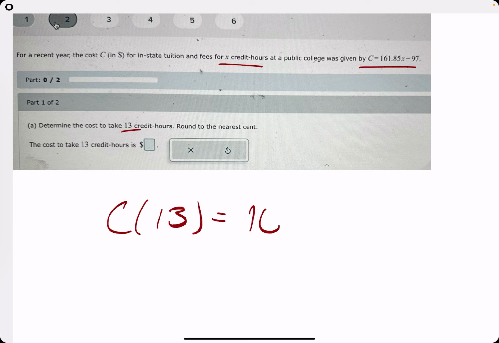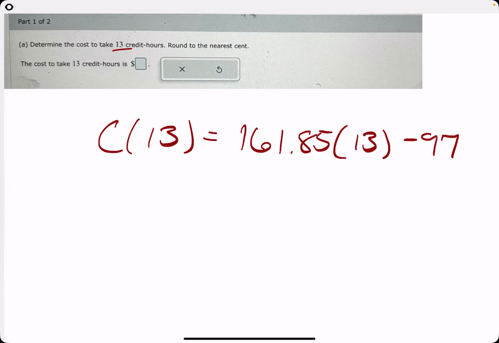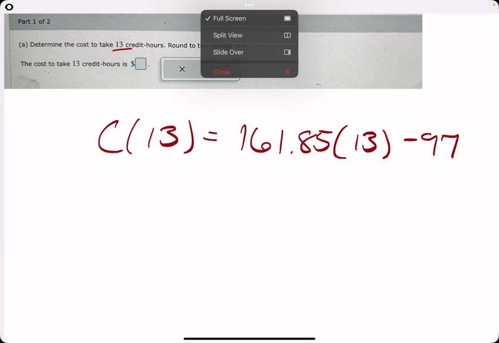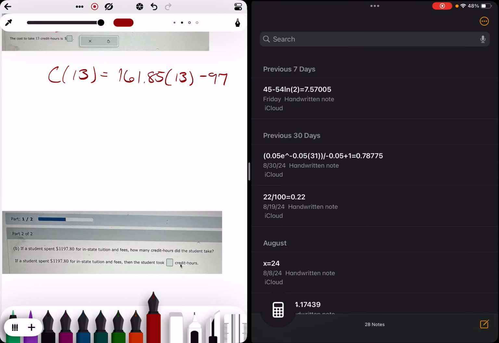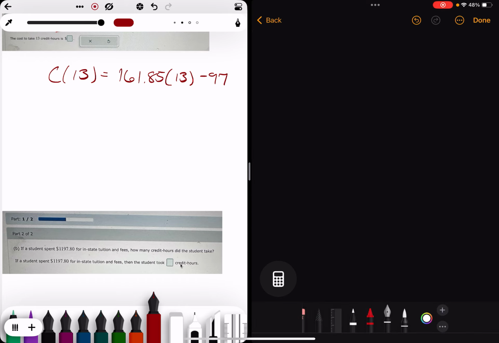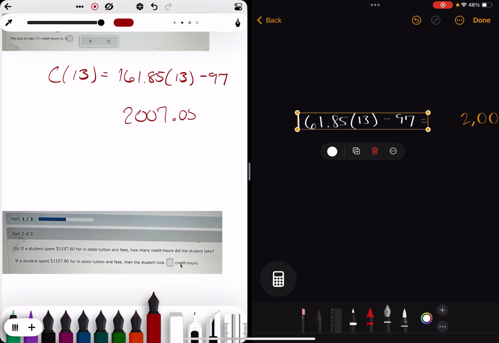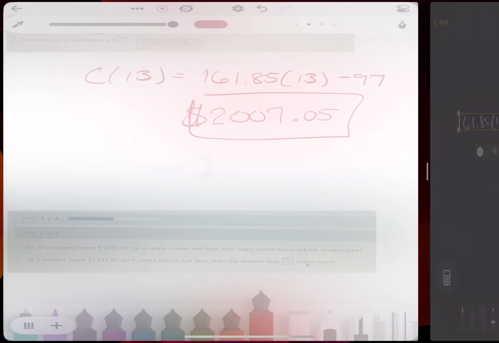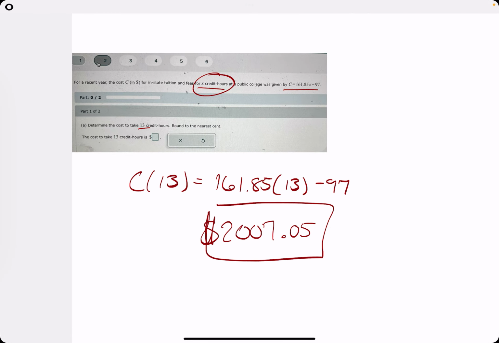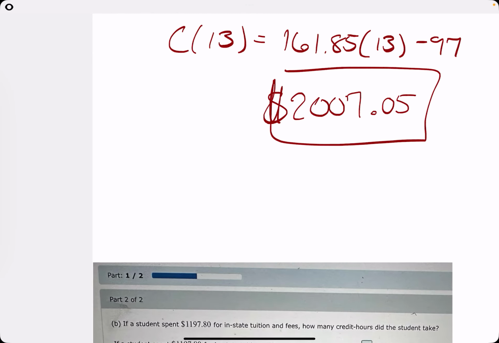It's the cost of 13 credit hours, which means we just plug in 13 in place of X because X represents credit hours. So this is a good job for Apple Notes. So let's have a little fun with it while we're working this out here. 161.85 times 13 minus 97 is 2007.05. So that is the cost of taking 13 credit hours. That seems pretty reasonable. Let's keep it going.